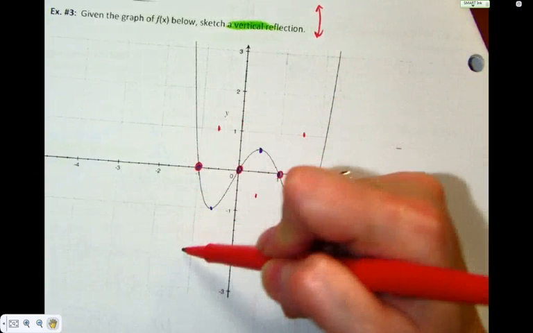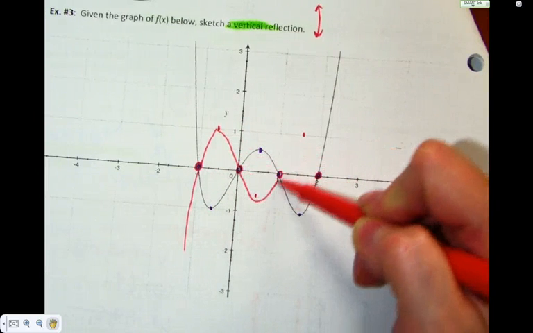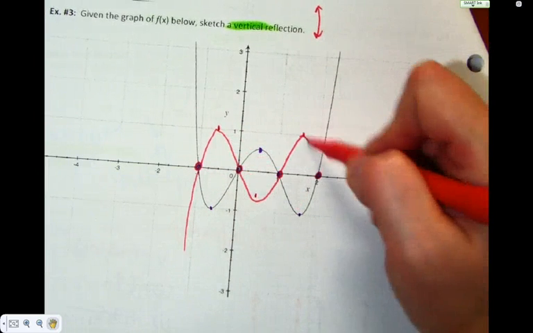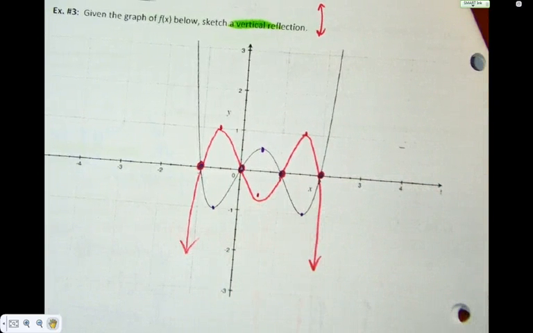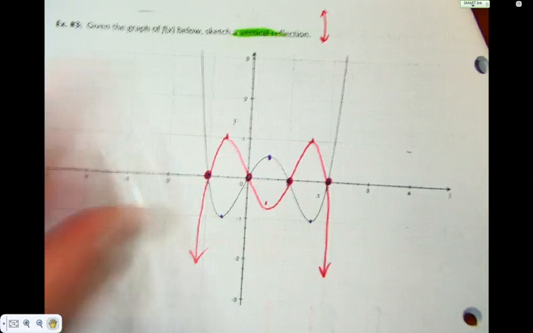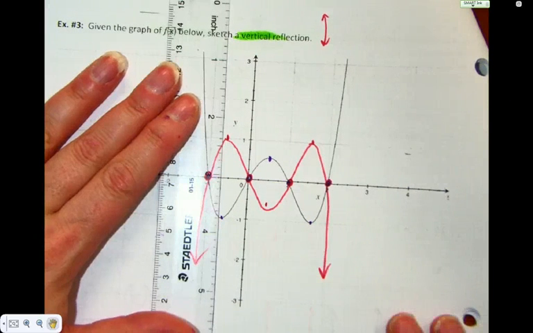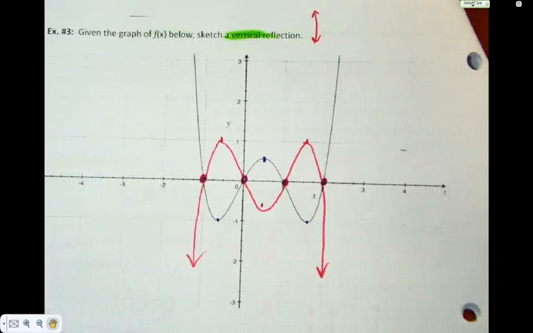And so we know the graph has to come from the bottom, go through this max, go through the origin, through the min, through the y-intercept, up again, and back down. So I've now shown you how to do it visually, or with points, or with the ruler trick, whichever one works better for you. If this had been horizontal, instead of putting the ruler vertical, we would have put it horizontal. So the ruler is going to match the way that your reflection is going to go.